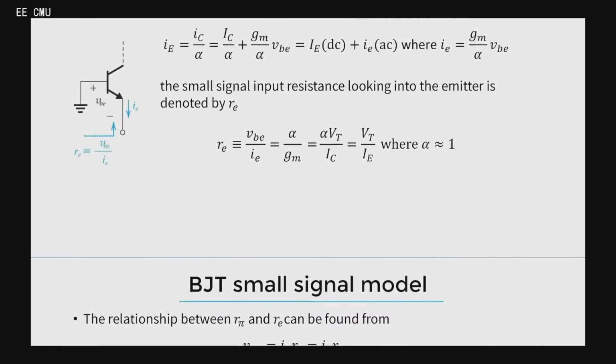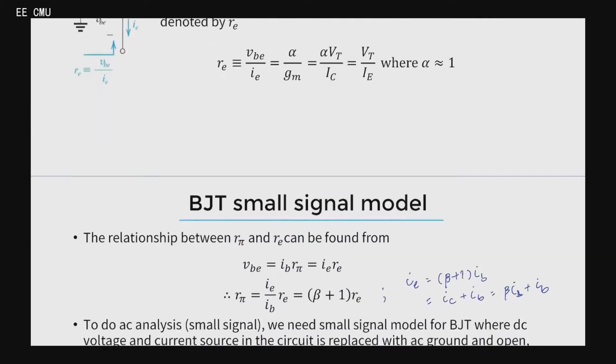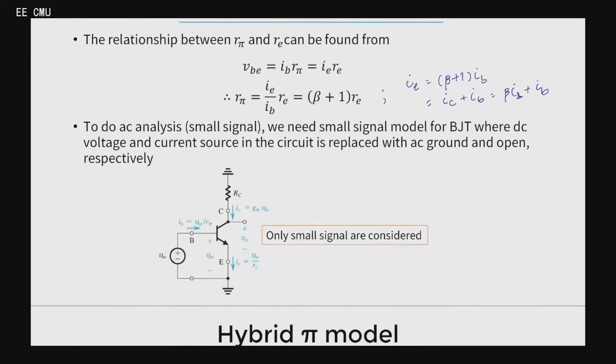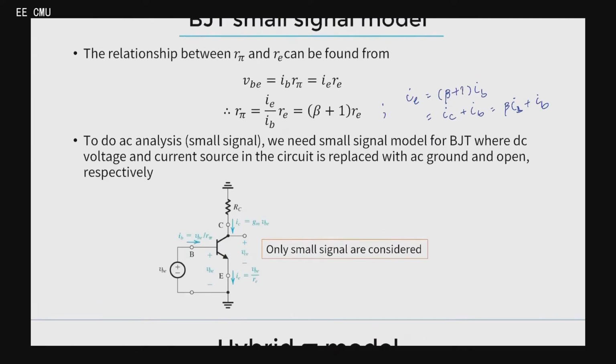Do you remember that VT divided by IE, where IE is the operating point? The current flowing through RPI is VT divided by IB, which is the base current at the operating point. This is the reason why we need to bias. It also shows how they are connected, that the operating point and the small signal model are linked together. After that, once we have all the models, we can then write it as a small signal model.